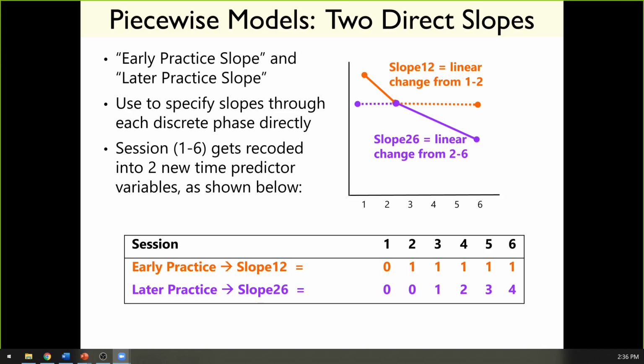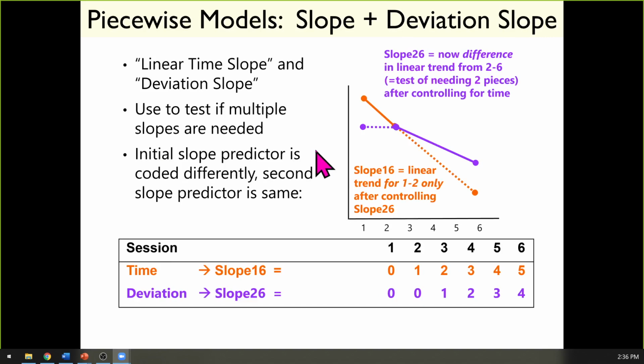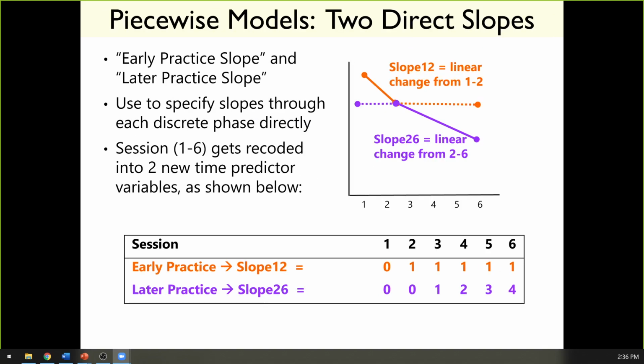So each of these slopes directly captures the rate of change during its period. And I know where the intercept is because I set it up to be the occasion at which both of these slopes are coded 0. You can put the 0 point wherever you want. I just kept it at the beginning because that's how we had it for all the other models to be examined. All right, so that's one way of doing this.